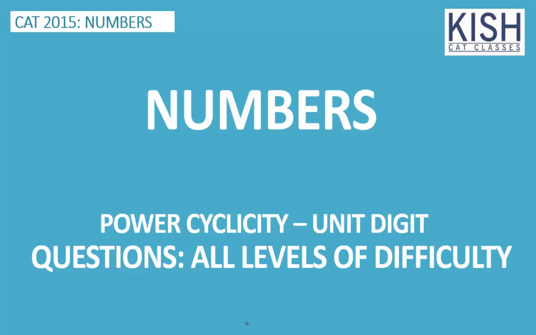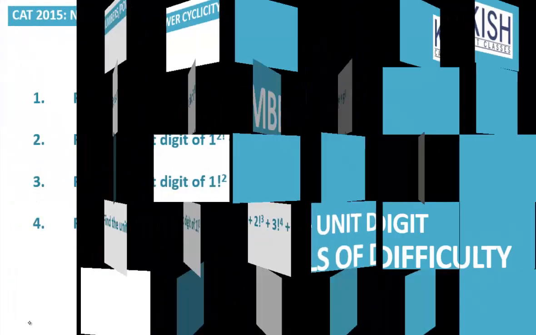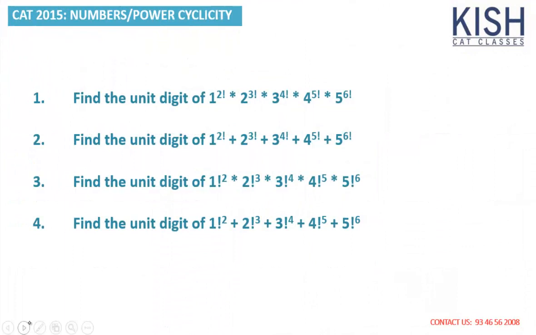Let's solve question number 1. I've given 4 questions and there are no answer options for any of these 4 questions. So find the unit digit of 1 power 2 factorial into 2 power 3 factorial into 3 power 4 factorial and so on up to 5 power 6 factorial. This must be very easy. We just need to find the unit digit of every number and multiply them.